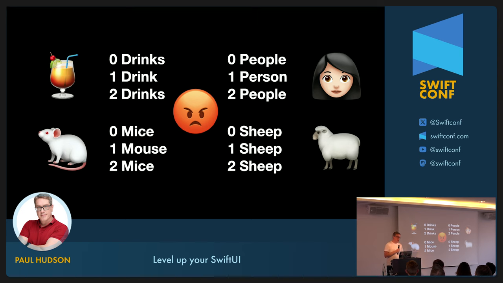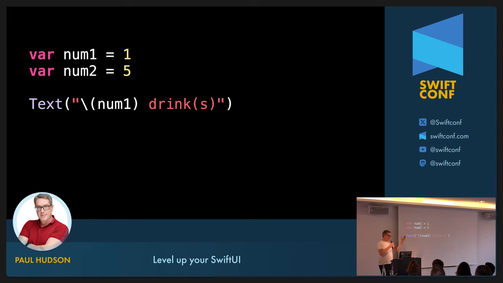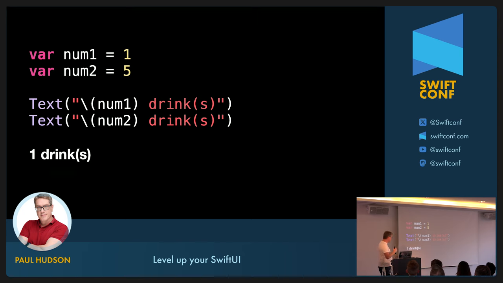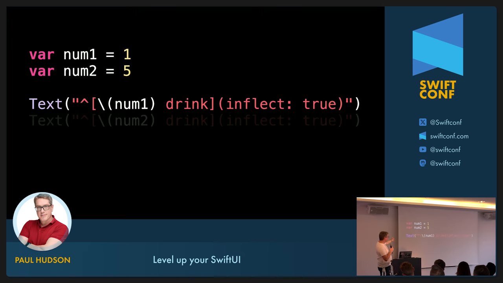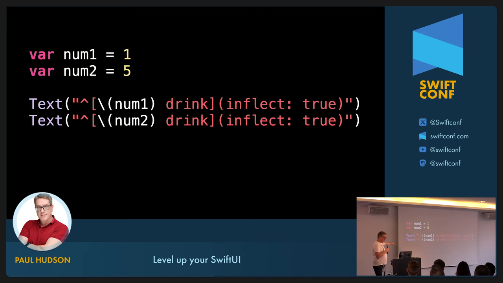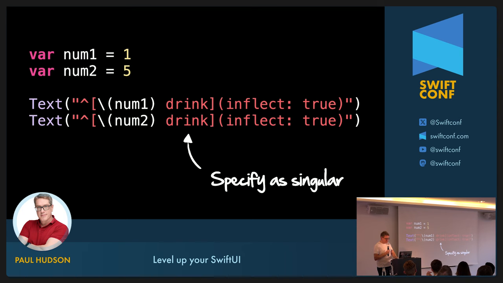So you either see the ternary conditional operator scattered around, or you see lazy code like this. Drink brackets S, right? It works. You can see you've got one drinks or two drinks or five drinks, whatever. It works, not ideal. We can do better. We can now use specific markdown inflection support baked into iOS these days. We can say, I want to have some number of drink, inflect true for both those values, specifying it as drink singular, and we'll now get back automatically one drink and five drinks. It takes care of it, which is really, really nice.